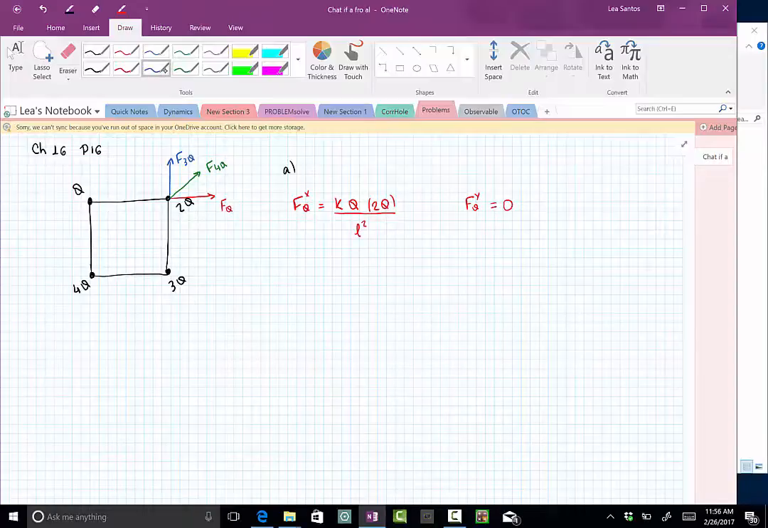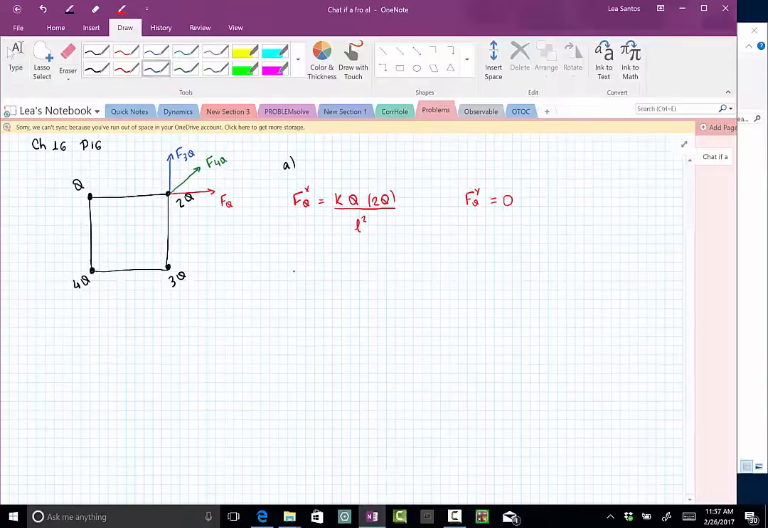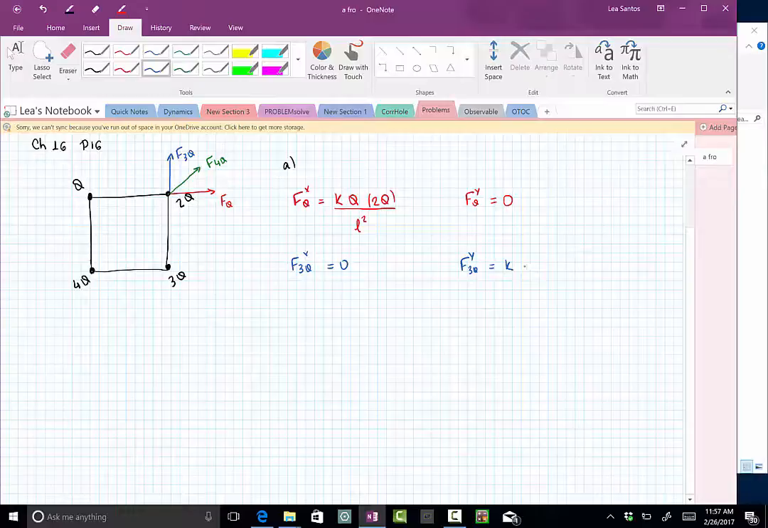Let me get the blue one, the F3Q. It's entirely in the y direction. So in x, it is just 0. And in y, we'll have the whole force, which is K, now multiplying 3Q by the 2Q where we are at, divided by L squared. All right. What else do we have? We also have the green force, so let's write down what we have there.